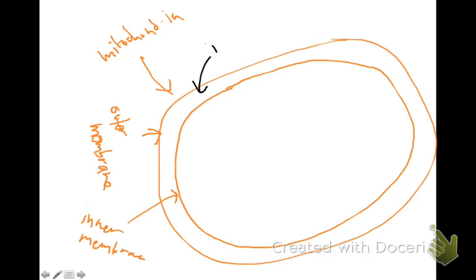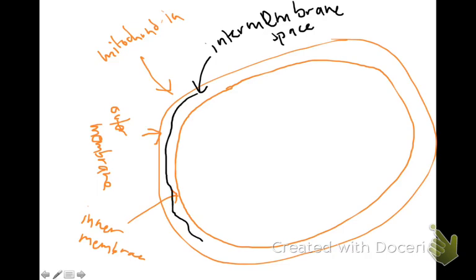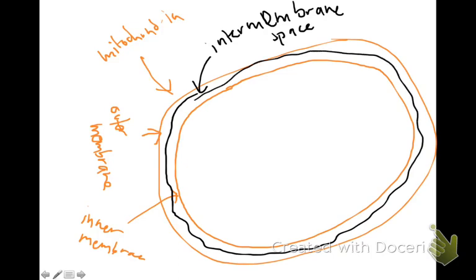It's an actual physical space that things can hang out in. So between the membranes, that's the intermembrane space. Okay, so this space right here is actually going to be the intermembrane space. Now, this is a very simple drawing of the mitochondria.